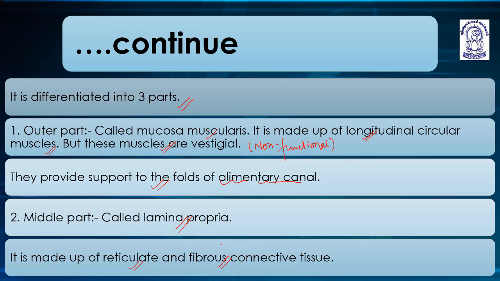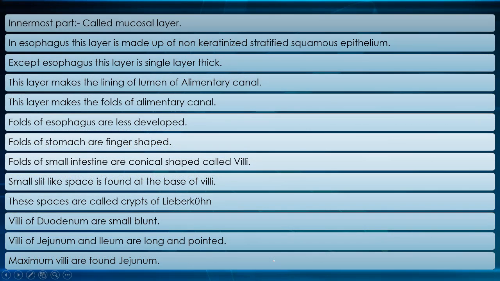The outer part is the mucosa muscularis. The middle part is the lamina propria. The innermost part is called the mucosal layer. The innermost part is known as what? Mucosal layer. In the esophagus, this layer is made up of non-keratinized stratified squamous epithelium.